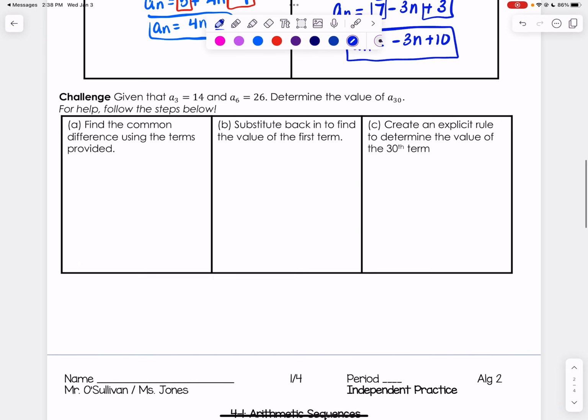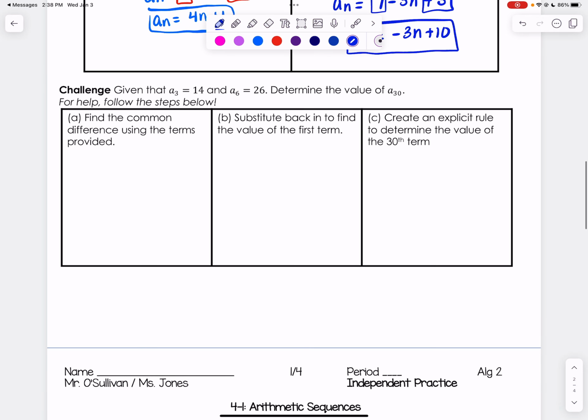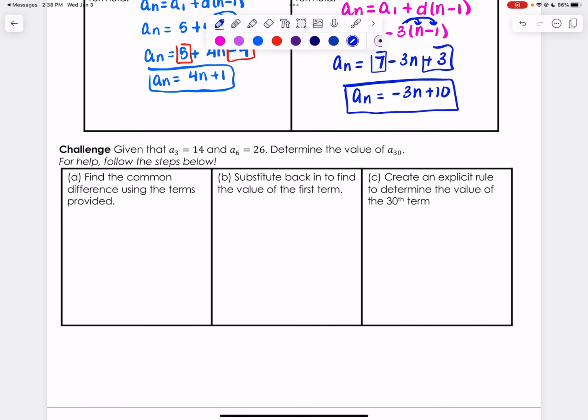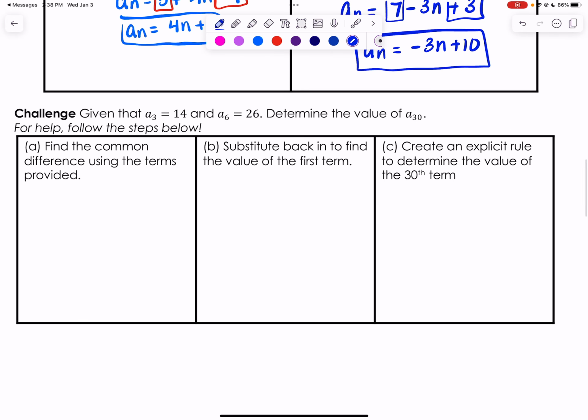Okay? Now, let's go on to this challenge question, because you are going to be asked to do one of these on your independent practice. So it says, given that a sub 3 is equal to 14 and a sub 6 is equal to 26, determine the value of a sub 30. So I'm giving you the heads up. This is an arithmetic sequence. Here is how we're going to solve it. Follow these steps. For part A, it just says find the common difference using the terms provided.